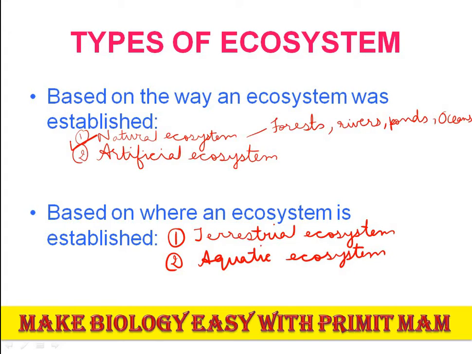The second type of ecosystem is the artificial ecosystem. They are created and maintained by humans, so they are called artificial or man-made ecosystems. Examples of artificial ecosystems are garden, aquarium, zoo.